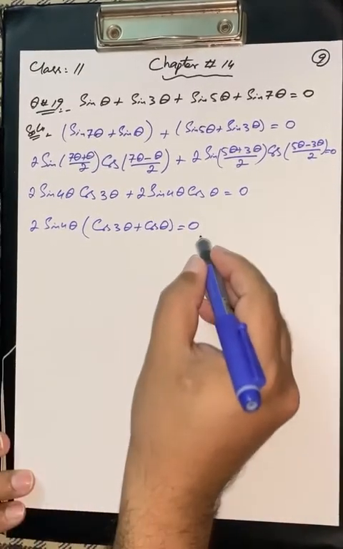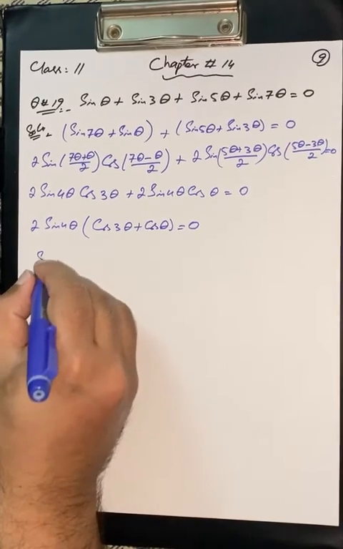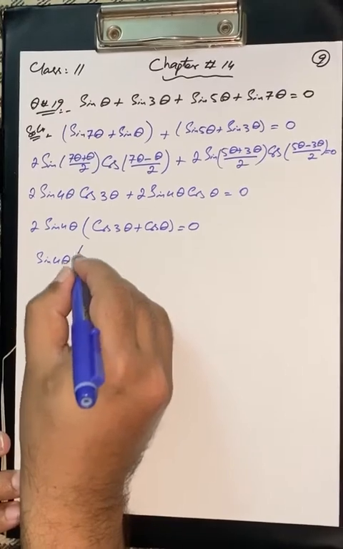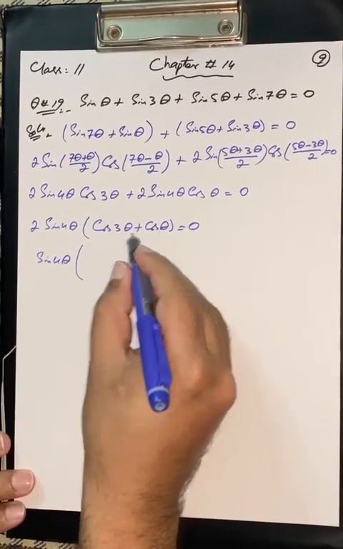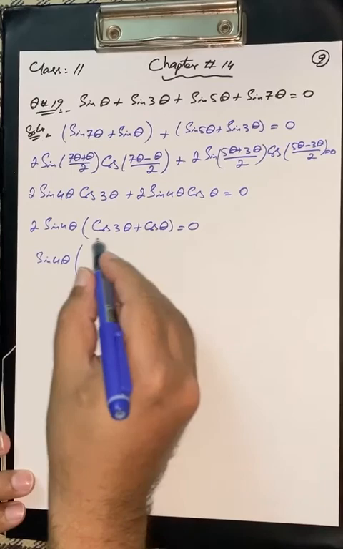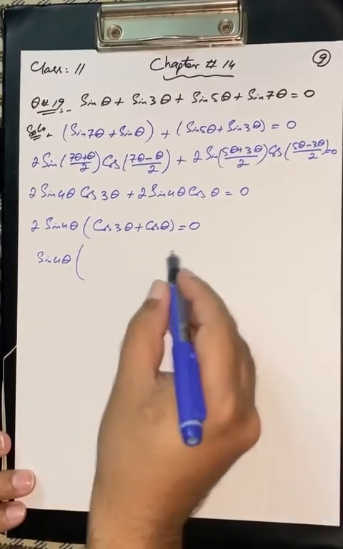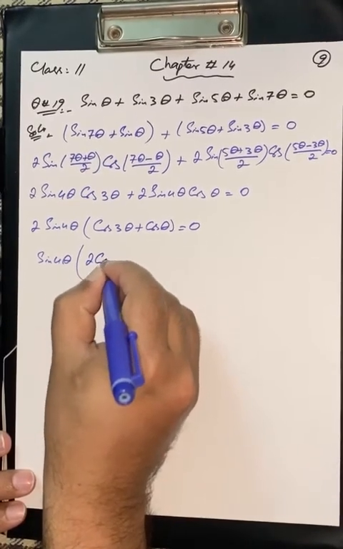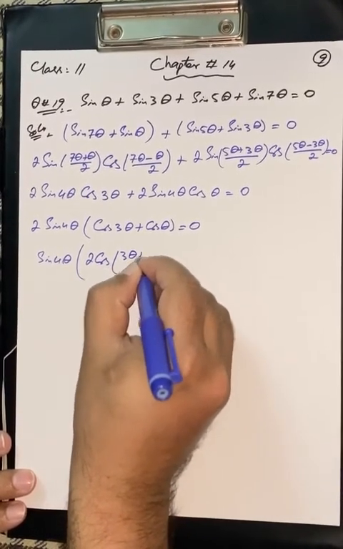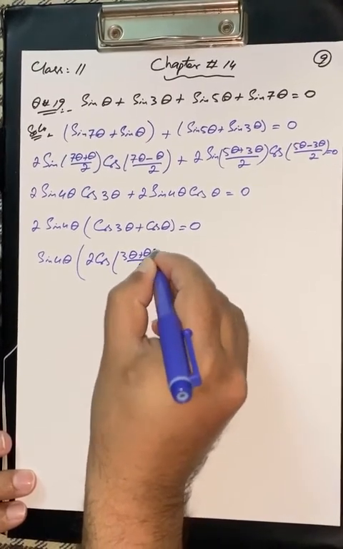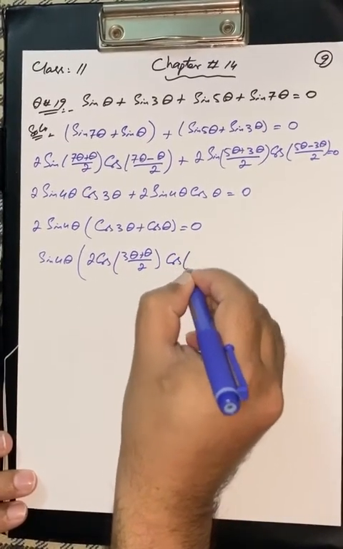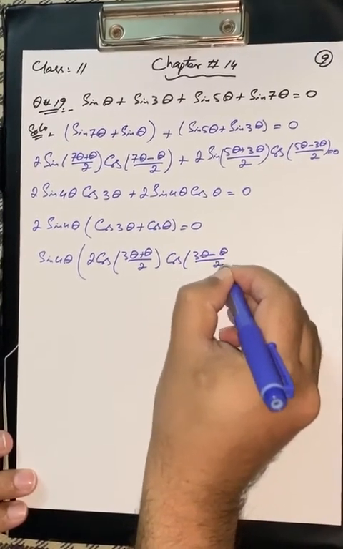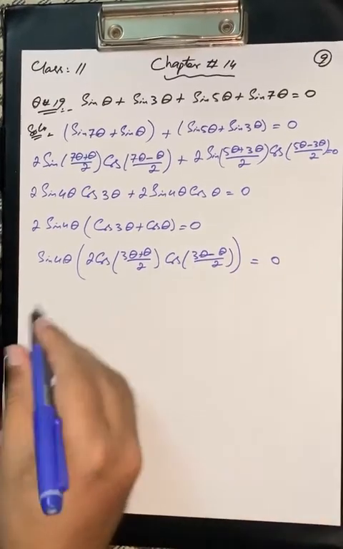Now 2 goes to the right side, divided by 0, it becomes 0. Here we are left with sine 4 theta only. Now inside the parenthesis we apply the formula for cos alpha plus cos beta. When you have both cos with a plus inside, we apply the cos formula: 2 cos (alpha plus beta) by 2 cos (alpha minus beta) by 2, and that equals 0.